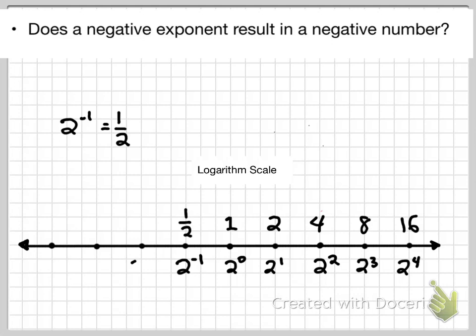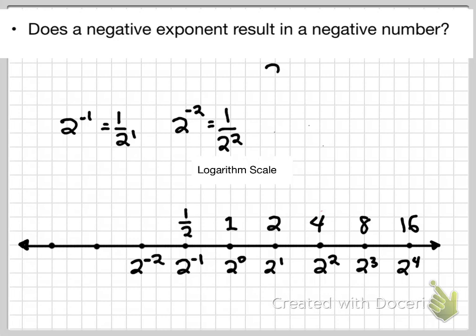Well, what happens if I have 2 to the negative second power? If I follow this pattern, then the pattern suggests that 2 to the negative second power would be equal to 1 over 2 to the positive second power. Let's see if I can prove this to myself.